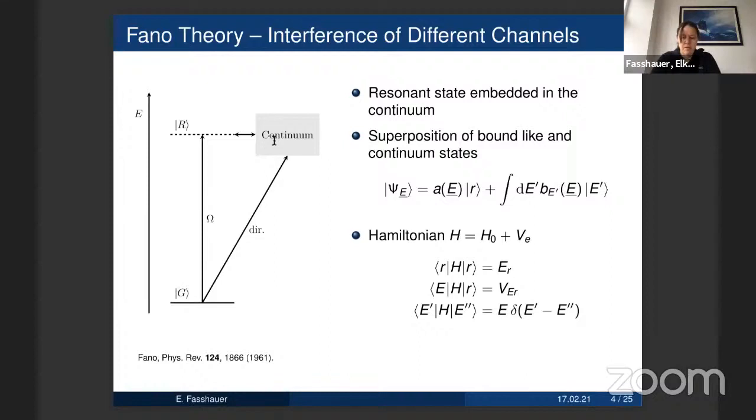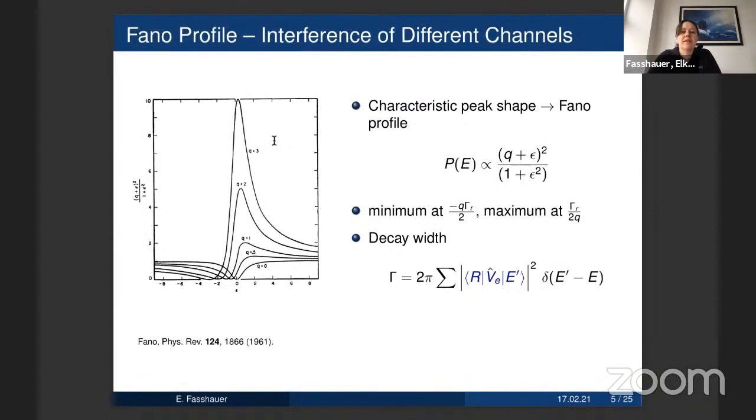The interference of these different pathways then gives us a very characteristic line shape, the so-called Fano profile, which is characterized by a parameter Q, which is basically the ratio between the excitation probability to the resonance state versus the transition to the continuum state. And you see, well, depending on this Q parameter, you get different minima, different maxima, and you get different peak intensities.